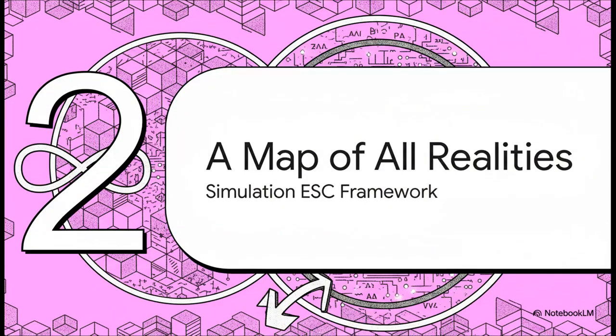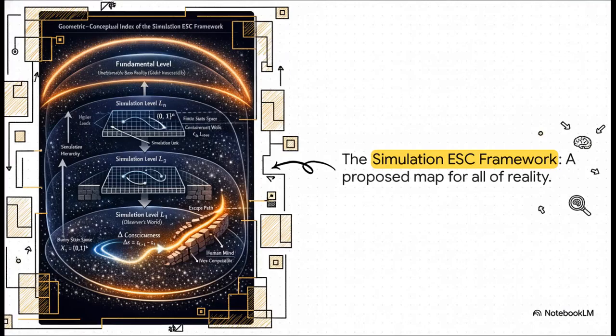So how in the world do you solve a problem that's literally infinite? Well, one really fascinating answer comes from this new model called the simulation ESC framework. It's a bold attempt to draw a map of all reality that actually solves this paradox. And here is our map. Okay, I know it looks a little intense, but don't worry, we are going to break this down piece by piece. Just think of this diagram as our guide for the journey we're about to take.